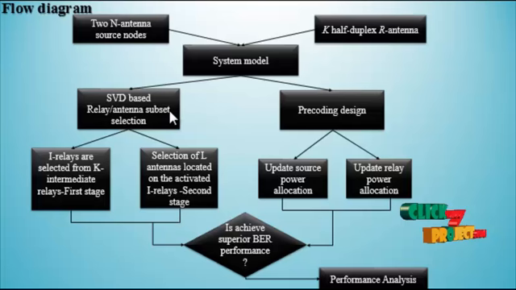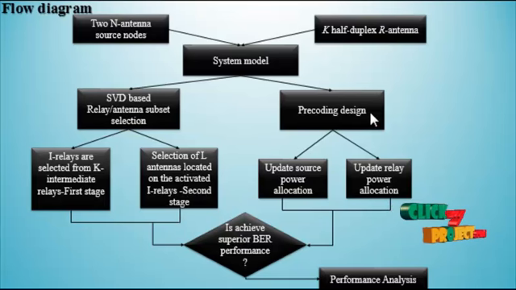The SVD based relay antenna subset selection uses the singular value decomposition, and it is subdivided into two parts, the first stage and the second stage. In the first stage, I relays are selected from the K intermediate relays. In the second stage, L antennas located on the activated I relays are selected.